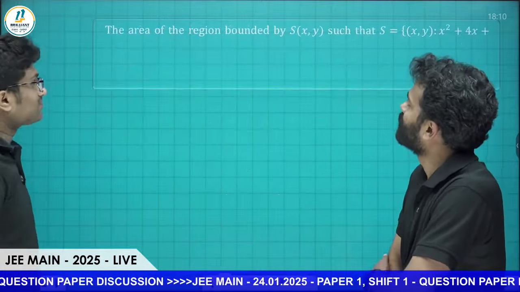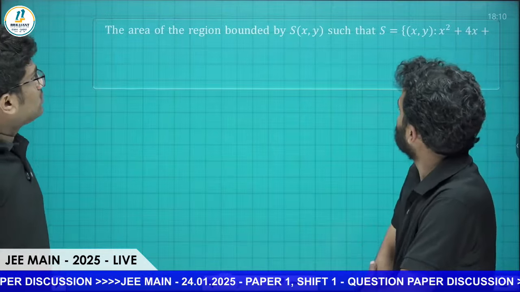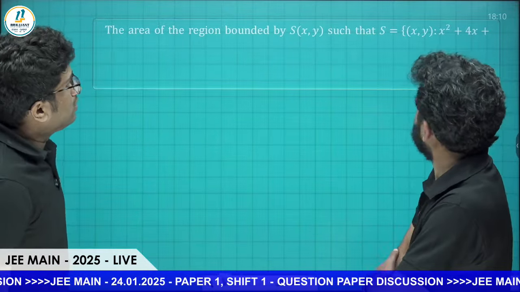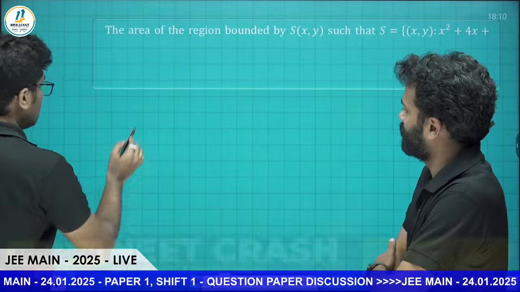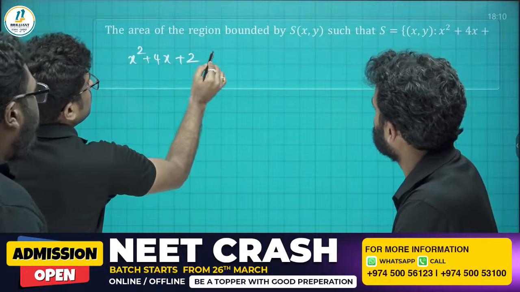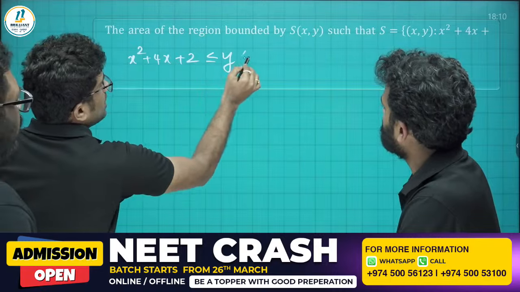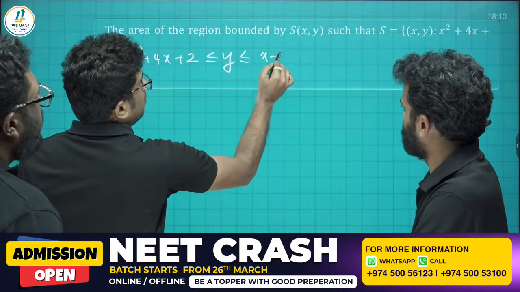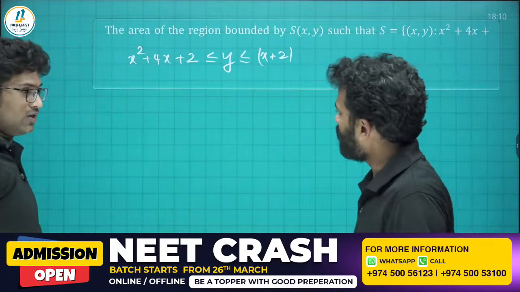Next question, sir. The area of the region bounded by, it's not there, right? Yes, okay, sir. Next question. We'll just write 4x plus 2. X square plus 4x plus 2 less than or equal to Y less than or equal to mod of x plus 2. This was the question. Yes, sir. Thank you, sir.